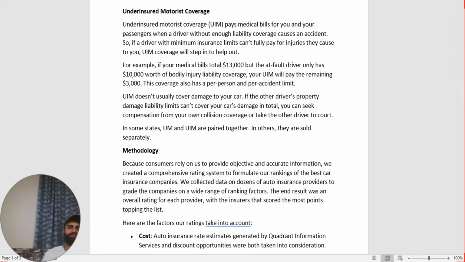Methodology. Because consumers rely on us to provide objective and accurate information, we have created a comprehensive rating system to formulate our ranking of the best car insurance companies. We collected data on dozens of auto insurance providers to grade the companies on a wide range of ranking factors. The end result was an overall rating of each provider, with the insurer that scored the most points topping the list.